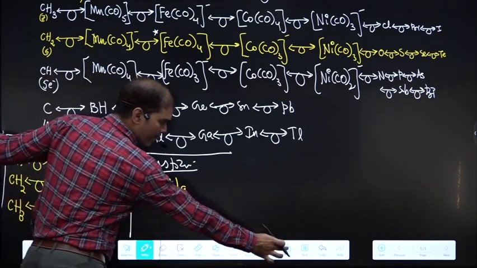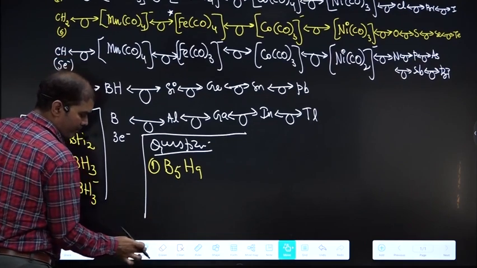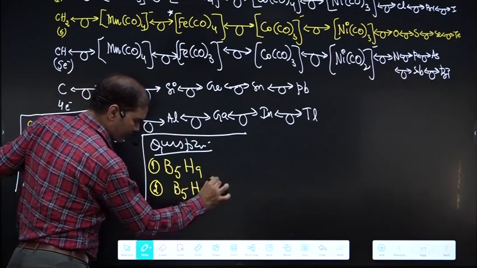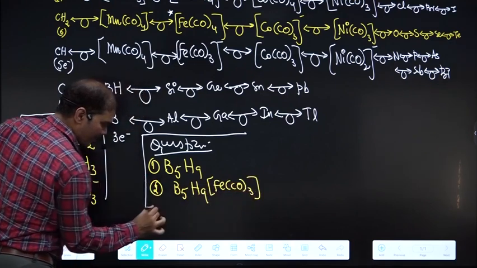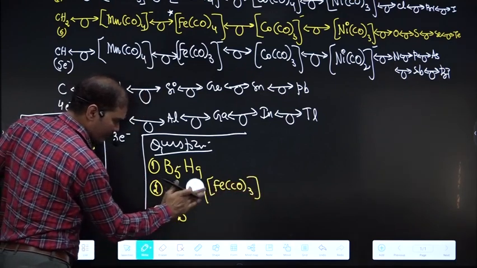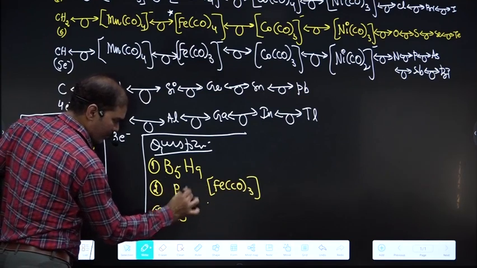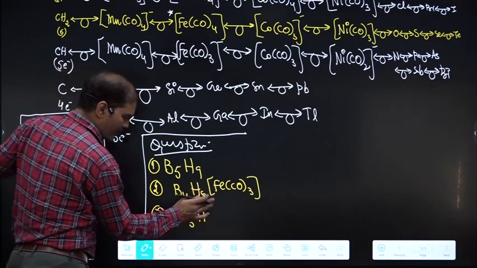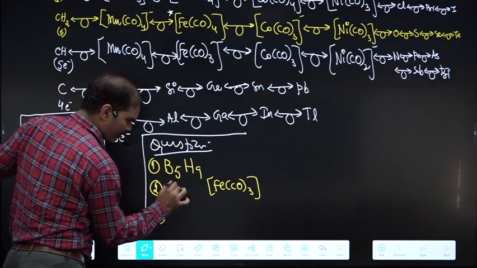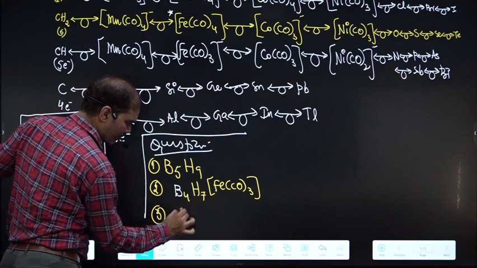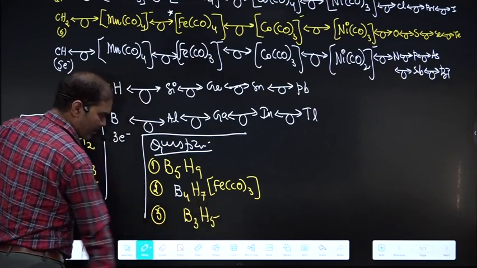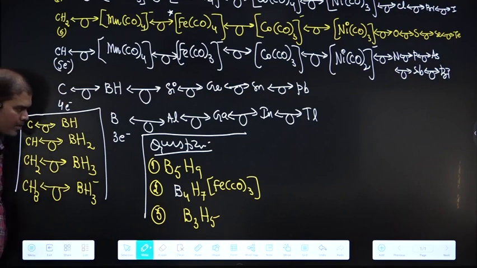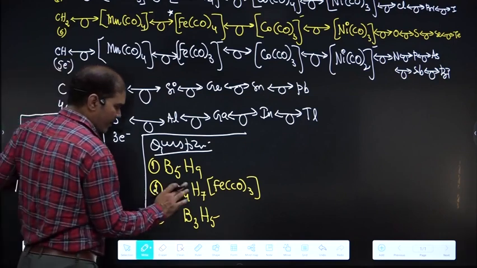Write the question. It will be, according to PSEPT, what are the structures of the given borane clusters.